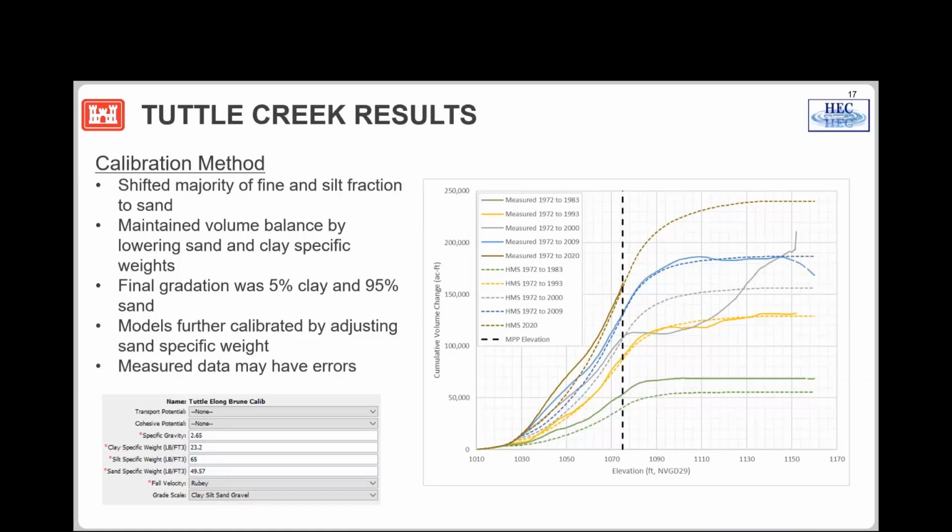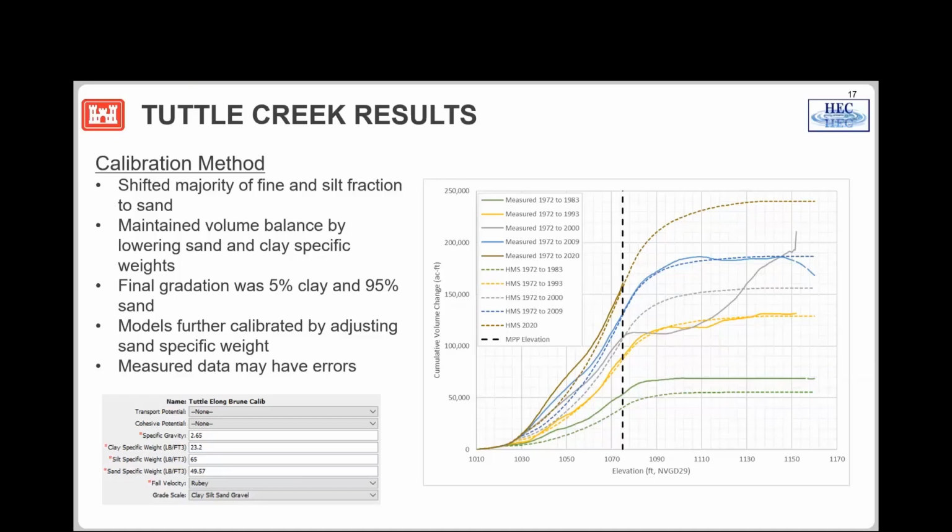At Tuttle Creek, the final gradation we used was 5% clay and 95% sand. We also had to lower the default specific weight that HMS uses for clay and sand to account for the shift in gradation and the lower clay trapping efficiency. We decreased clay specific weight so the volume of clay deposition would equal the clay deposition with the correct trapping efficiency. And we decreased the sand specific weight to near the average of the bulk density measurements. It differed somewhat from the measurements because of the 5% that was still clay, and because we deviated from the measurement slightly to better calibrate the model.